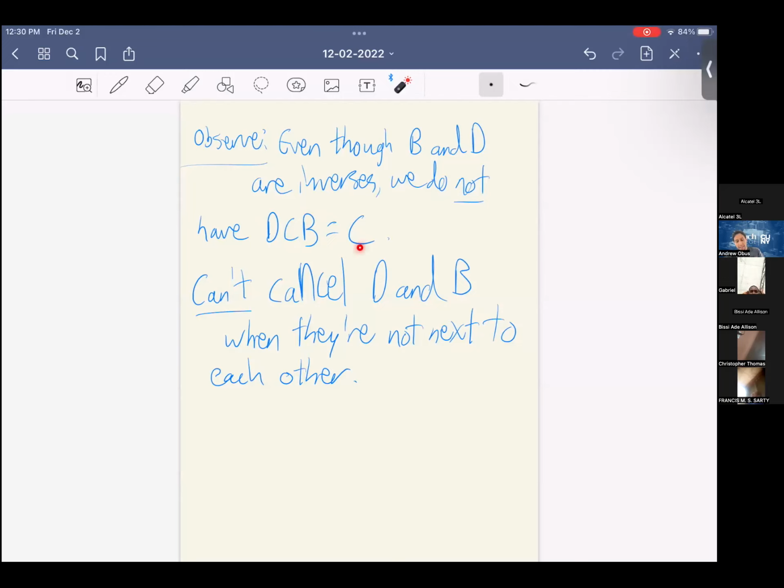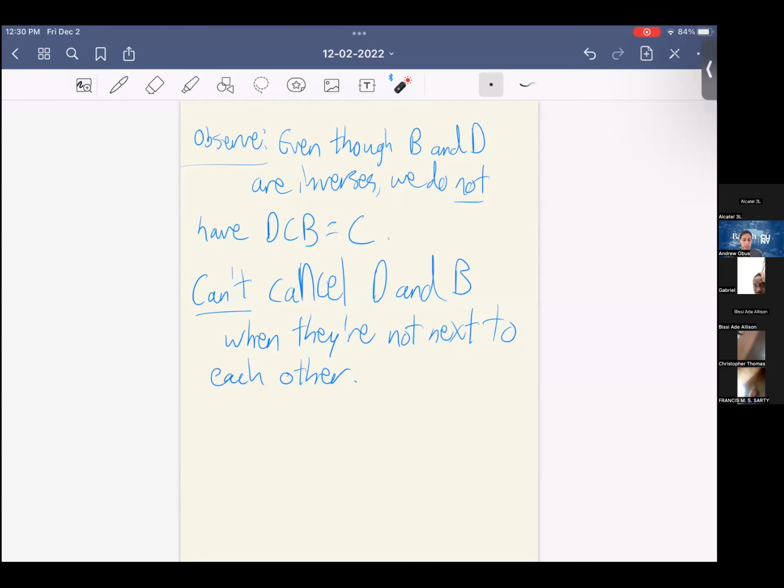So we do not have that DCB is equal to C. Okay, and so this indicates that matrix multiplication is not commutative, because even though these matrices are inverses, we can't cancel them out.